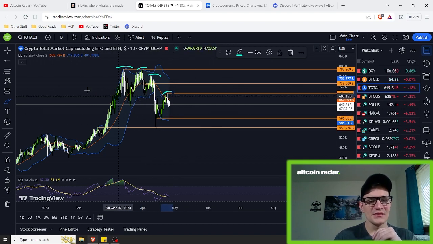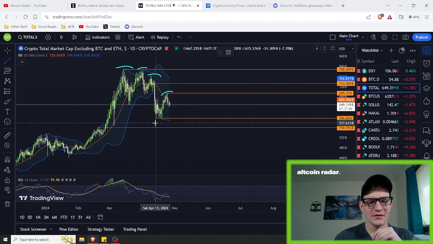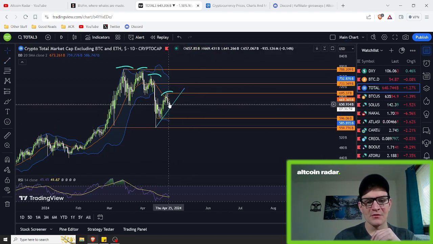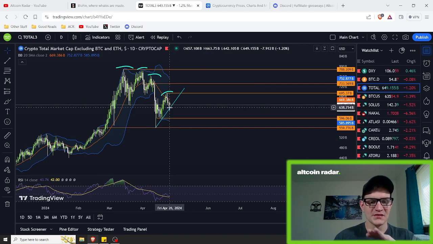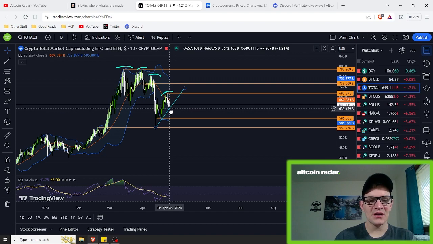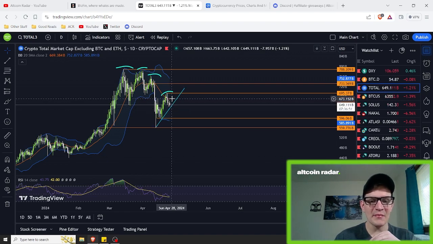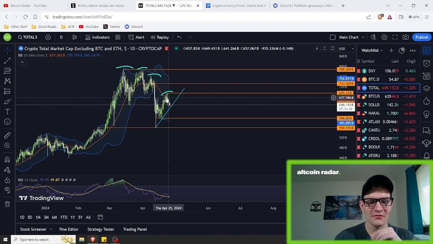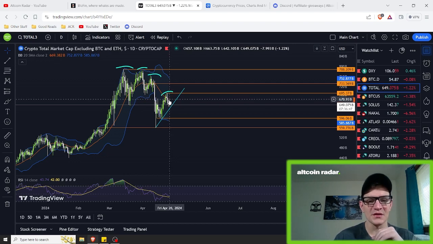Now, here's the thing, all right? We kind of bounced way down here, and we started to climb back upwards, all right? Now, I would be looking for us to bounce off of this trend line if things are bullish enough, and then hopefully move back to the upside above the moving average here in the overall market cap of altcoins, all right?